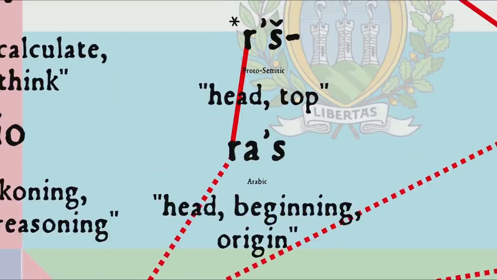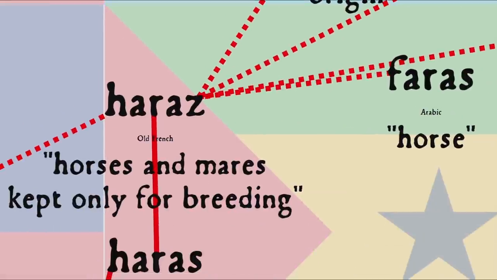Some would derive it from Arabic ras, head, beginning, origin, from a Proto-Semitic root meaning head, top, which is also the source of the Greek letter name rho, related to the Hebrew letter name resh, and the first element of Rosh Hashanah, literally head of the year, and Rastafarianism, via the Amharic language of Ethiopia, literally head or chief to be feared. Another suggestion is the Arabic word faras, horse.